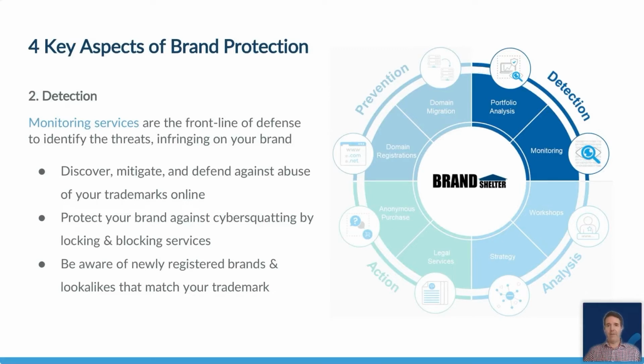Another example this will capture is lookalike domains. These are similar to typo squatting, but in this case, one of the letters is replaced with a similar looking letter. So in the case of BrandShelter, instead of L, it's replaced with an I, or a lookalike domain might have 2 letters where there should only be 1, 2 L's in BrandShelter instead of the 1.